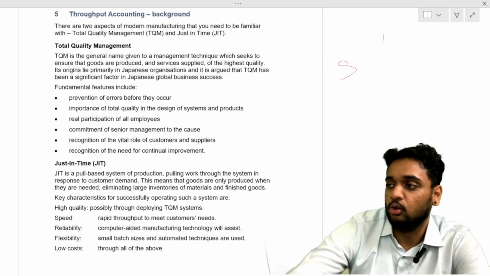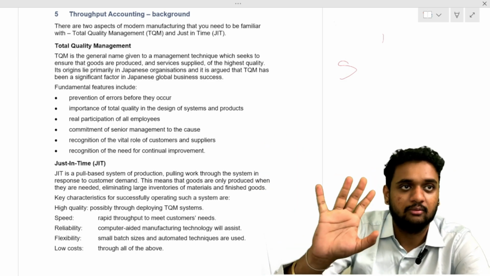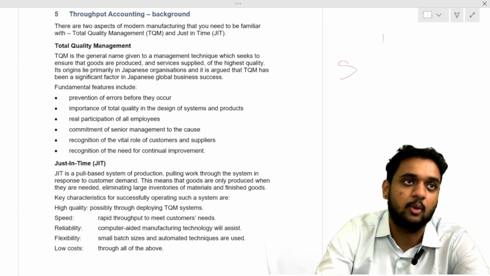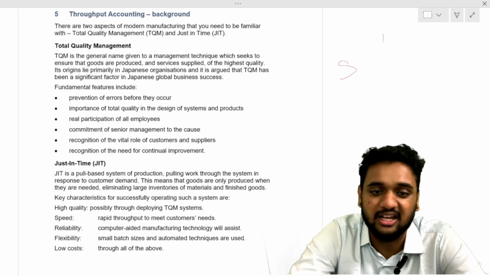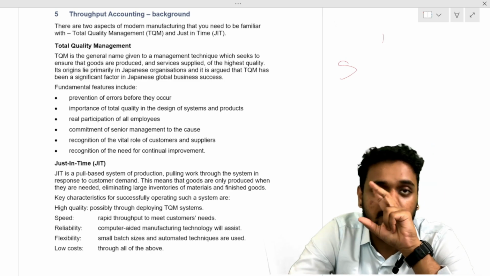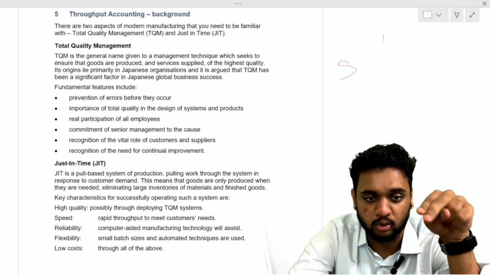You can't directly blame and go, saying you only didn't know, you have a problem. You shouldn't do that. Whatever happens, you should also be committed. That's when you'll also ensure that the quality is being done. Second is commitment of senior management to the cost. First point is prevention of errors before they occur.